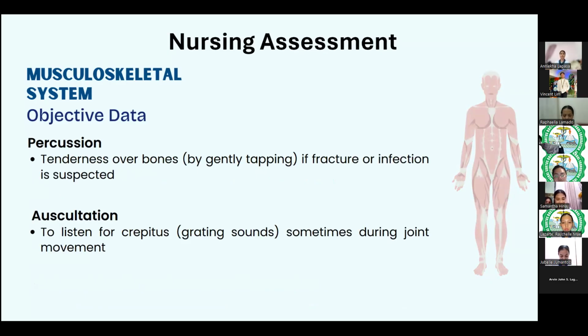Next is percussion, checking for tenderness over the bones by gently tapping. We have two types of percussion, indirect and direct, used if fracture or infection is suspected. Next is auscultation, to listen for crepitus, which is the grating sounds sometimes heard during joint movement.